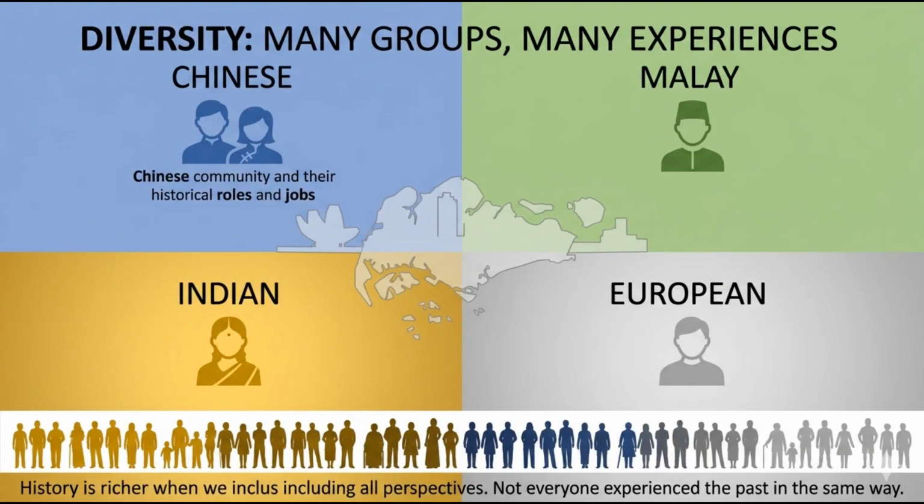The final thinking skill we cover today is diversity. Singapore's history is not a single story told from a single point of view. It is many stories, lived by many different groups. Chinese migrants, Malay communities, Indian workers, European administrators, and many others. Each of these groups had different roles, different living conditions, and different experiences of the same historical events. A European merchant in the 1800s experienced Singapore very differently from a Chinese coolie laborer working on the docks. A Malay fisherman's experience of the founding of Singapore was different from a British government official's.